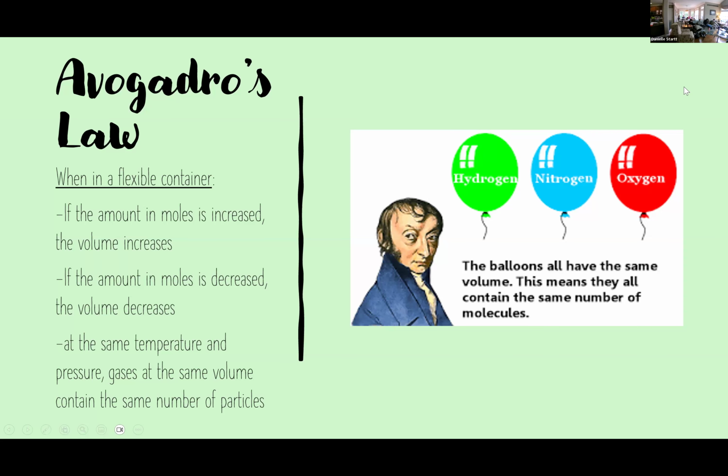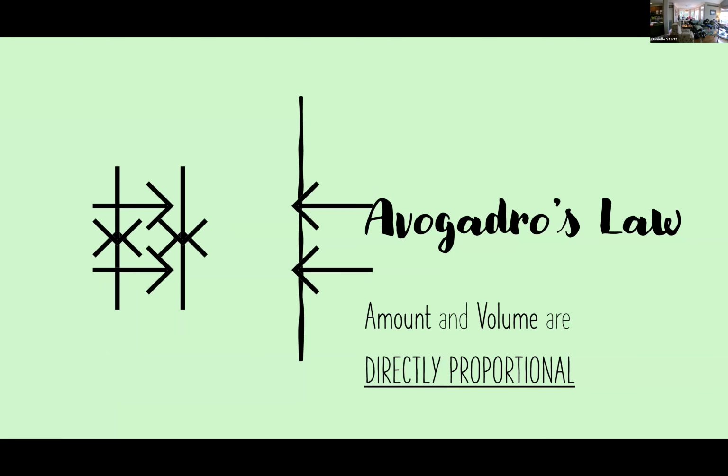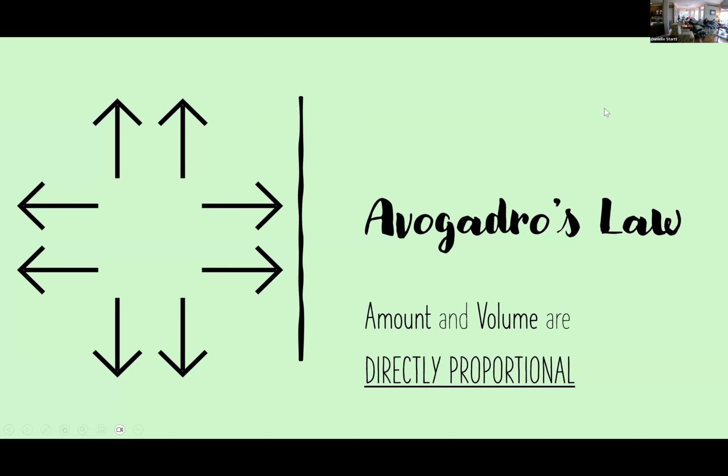So this is what Avogadro says about stuff. Basically the main thing there is your flexible container. If you add more particles, it's going to grow. So what about amount and volume, Xander? They are directly proportional. So far, Boyle is our only indirect. Everything else is directly proportional.